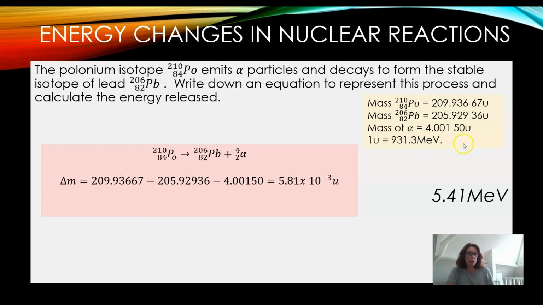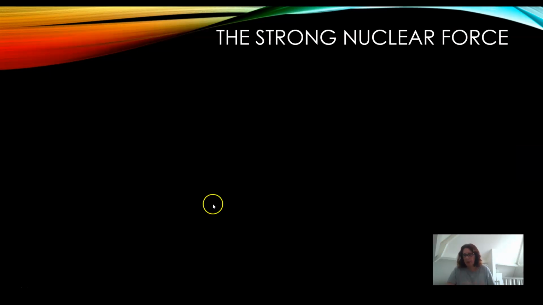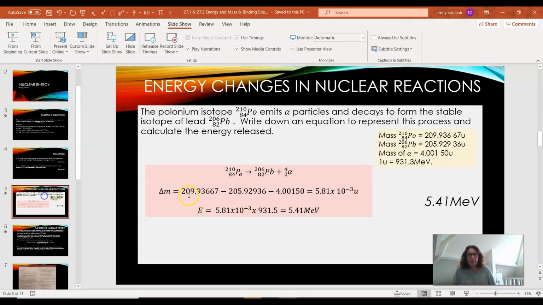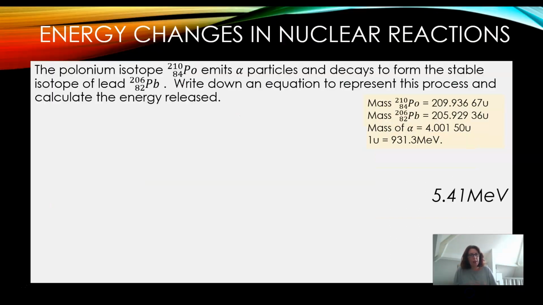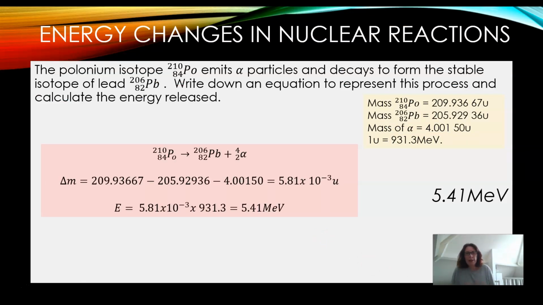What I'm going to then use is this relationship here to figure out how much energy that is. So the amount of energy will be the change in mass times 931. I put 0.5 there and then 0.3. Depending on where you look, it gives you a different value. So just be aware, on your data sheet, I think it's got 931.5. Anyway, if you do that calculation, you get 5.41 mega electron volts.